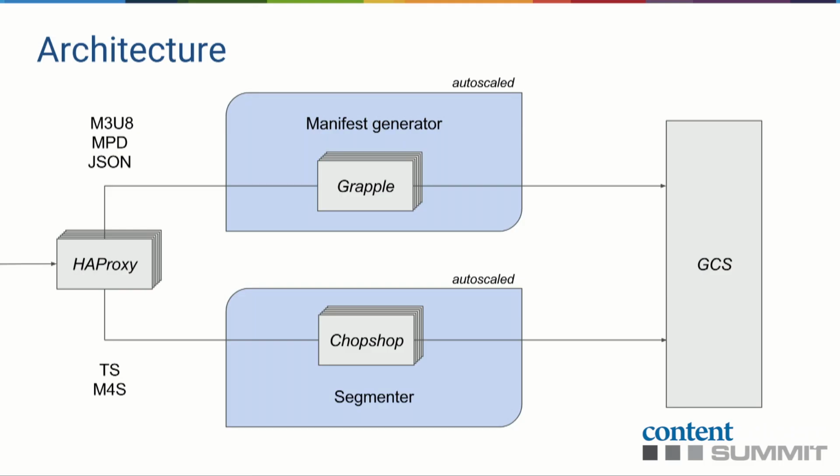And here is the high-level architecture. We have two pieces. We have HAProxy for load balancing, and we have auto-scaled manifest generation using Grapl, which is again a Transformer, and Chop, which does segmentation.